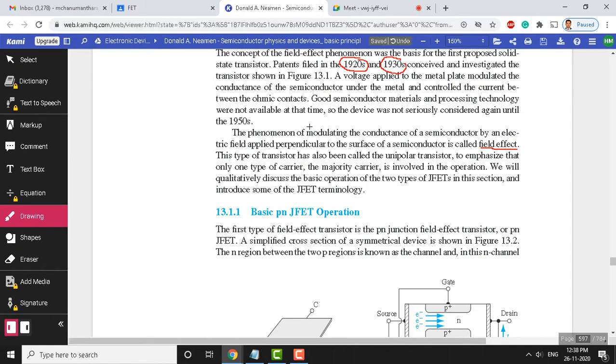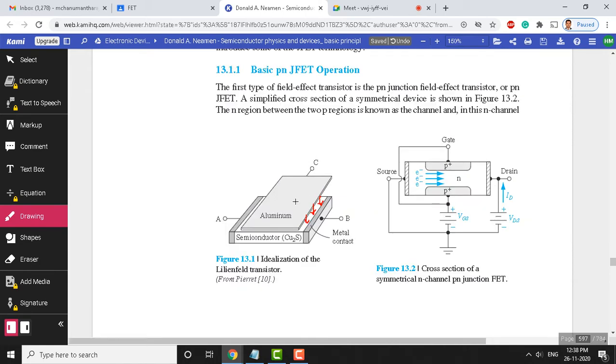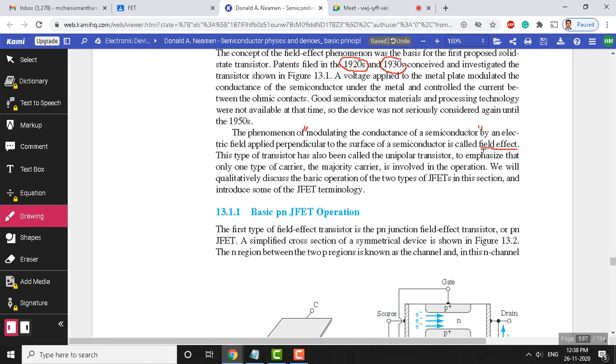I will just put a quote here. So, this is modulating the conductance of a semiconductor by an electric field applied perpendicular to the surface here. So, here you can see that we are going to apply an electric field something like this, perpendicular to this surface. The electric field will be downward, something like this. Okay. So, this is what controls the charge movement. The conductance within the semiconductor is varied by just applying an electric field vertically downwards here. Okay, that is what it is told here. That is called field effect.